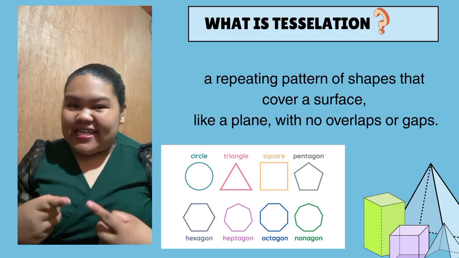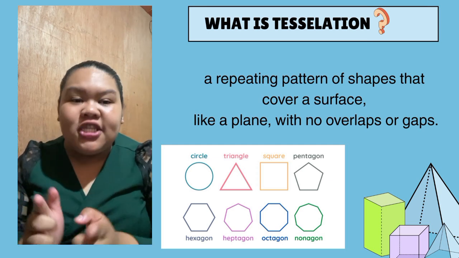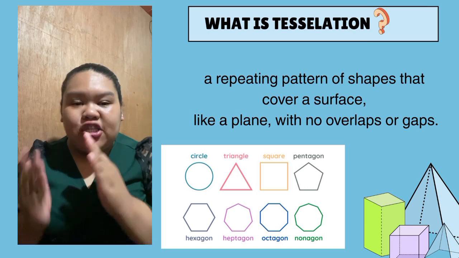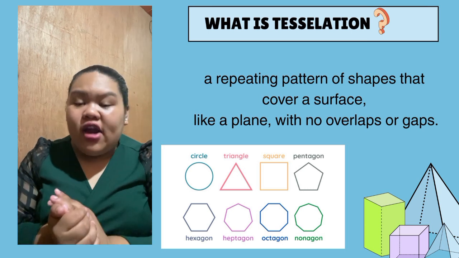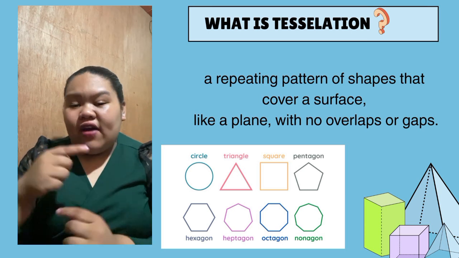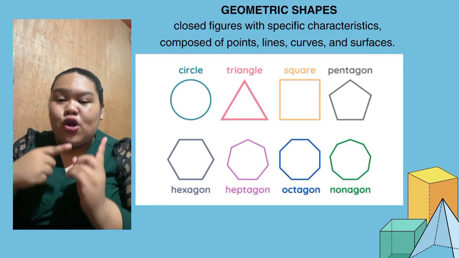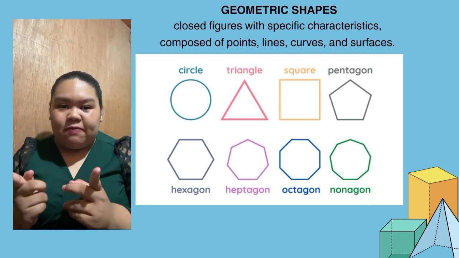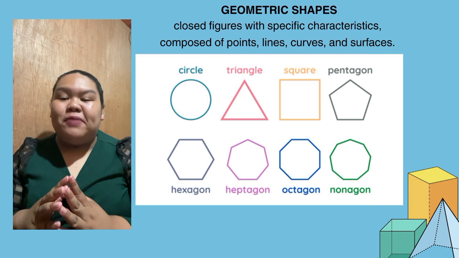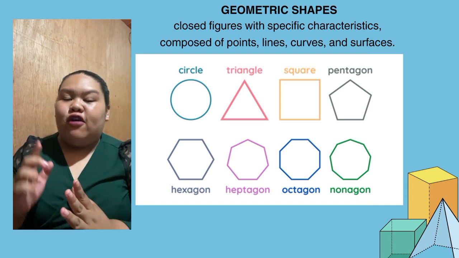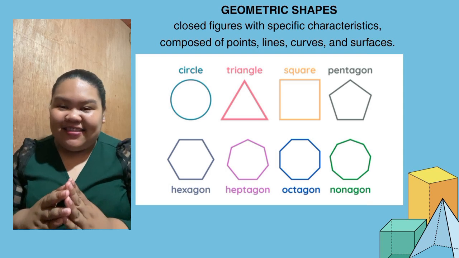Now, what is tessellation? A tessellation is a repeating pattern of shapes that covers a surface, like a plane, with no overlaps or gaps. So here are some examples. These shapes are called geometric shapes. A geometric shape is a closed figure with specific characteristics, composed of points, lines, curves, and surfaces.